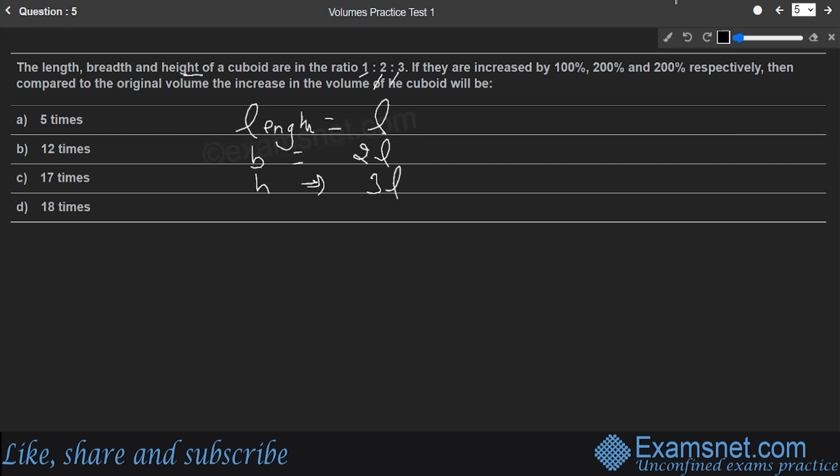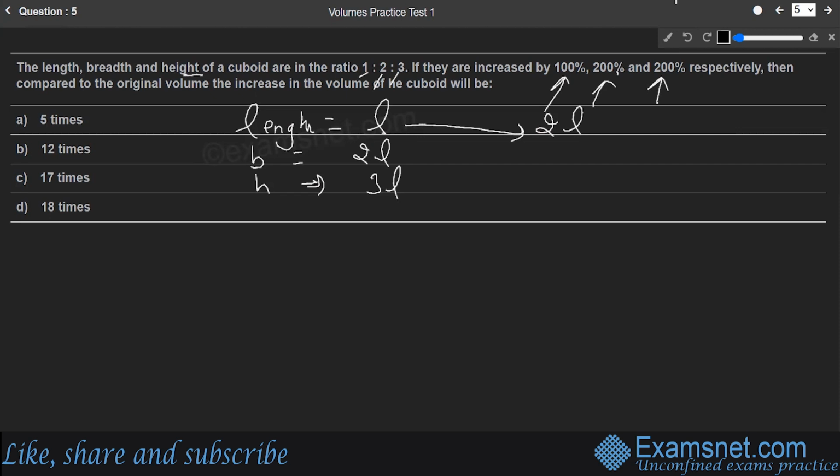Now he's saying if they are increased by 100%, 200% and 200% respectively. So this L has been increased by 100%. Whenever something is increased by 100%, it actually becomes double of it. Similarly the breadth has been increased by 200%.